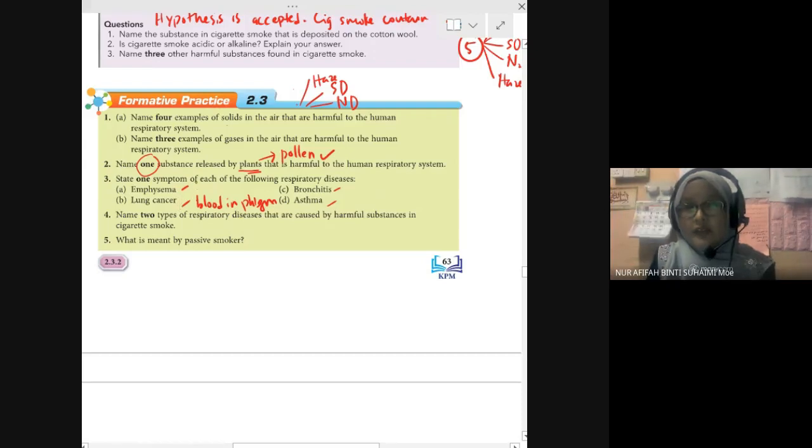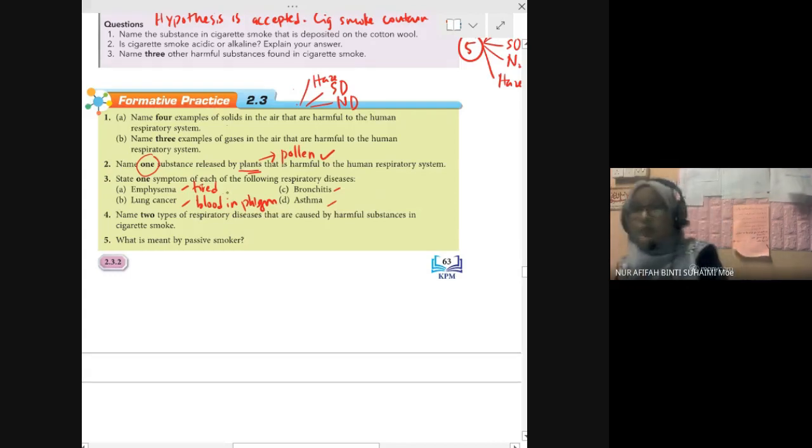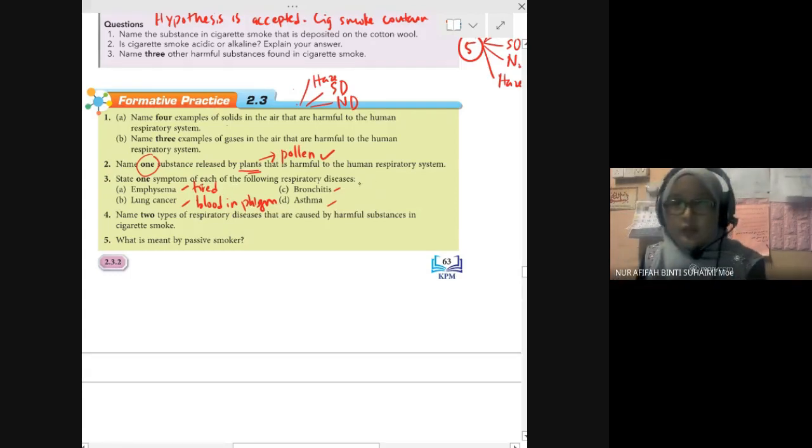Okay, lagi. Emphysema. Emphysema apa? Tired. Tired. And then pain in breathing. Okay. Bronchitis. We have insomnia. The difference one. Okay. Asthma. Difficulty in breathing. Or cough. Shortness of breath. Difficulty in breathing.